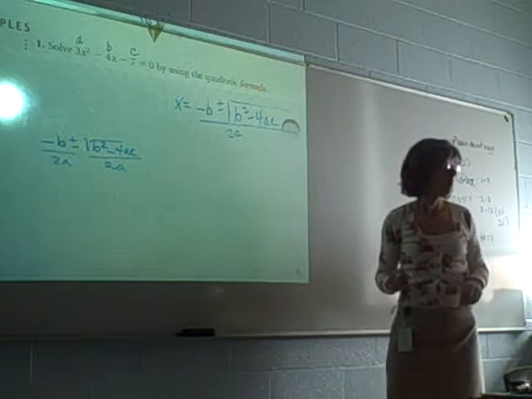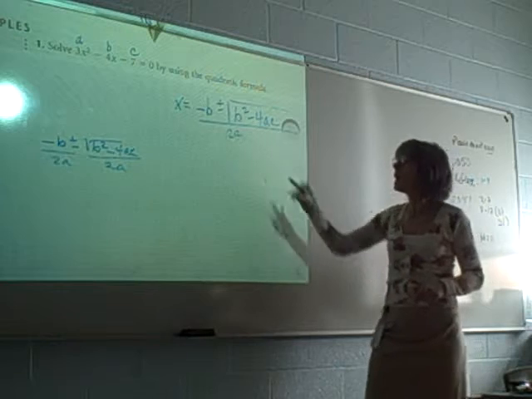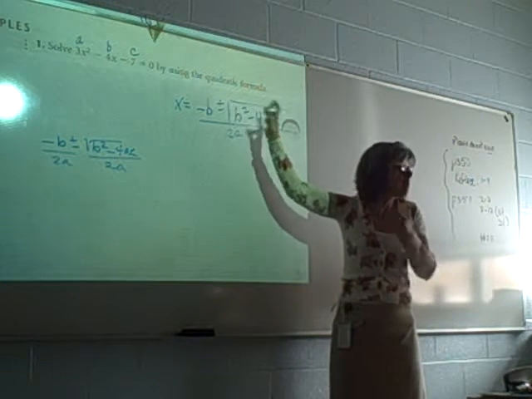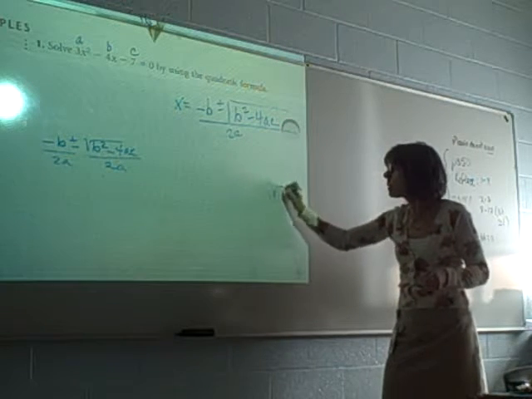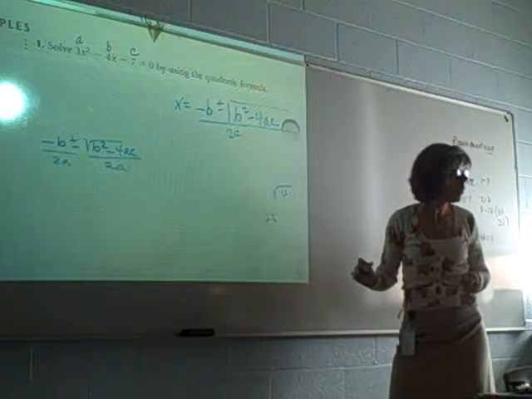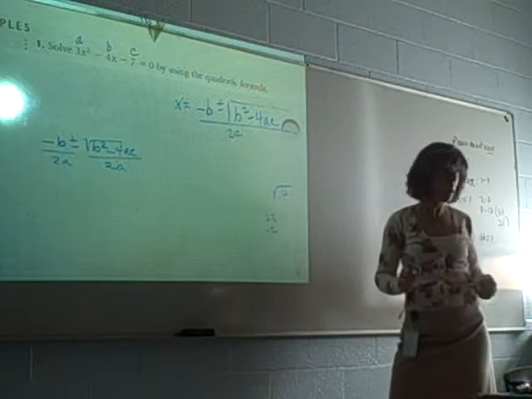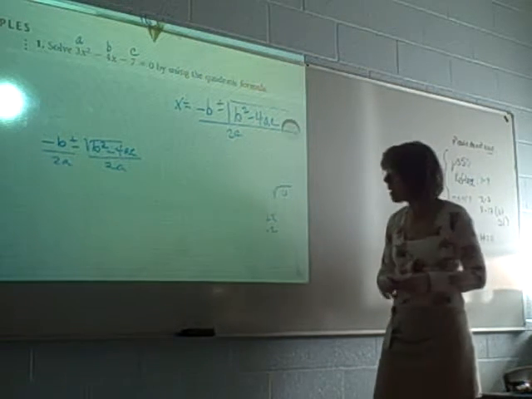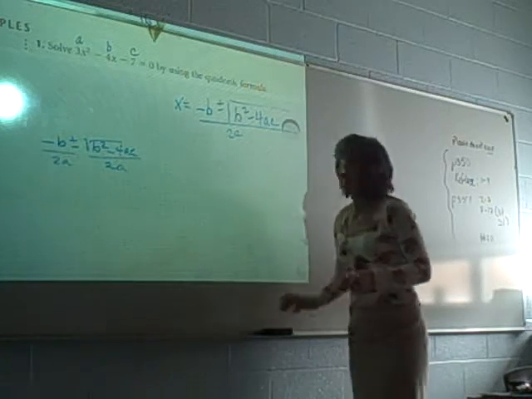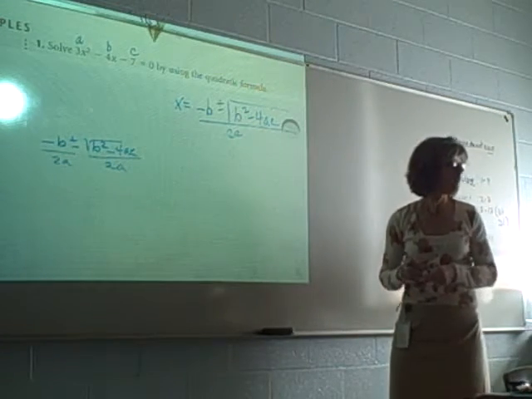Wait, how do you know if it's plus or minus? The square root of any number always could be a positive or a negative. If I said, what is the square root of 4? Well, couldn't my answer be plus 2? Or couldn't it be a minus 2? Okay? So I always have a plus or a minus. And we'll see what happens with that.